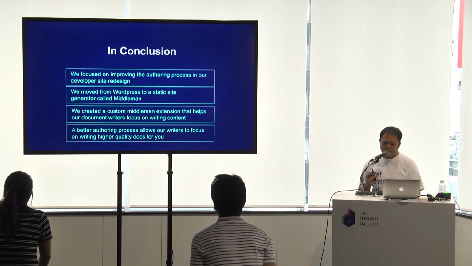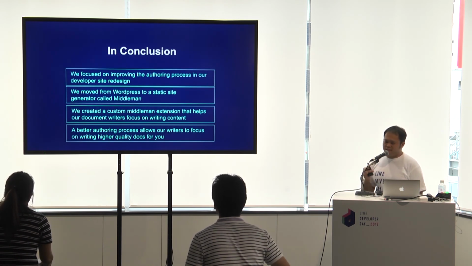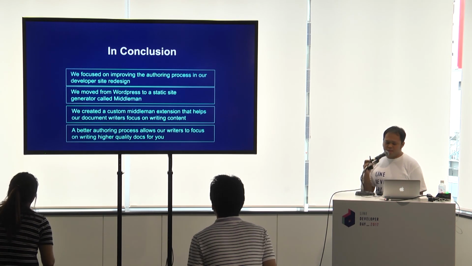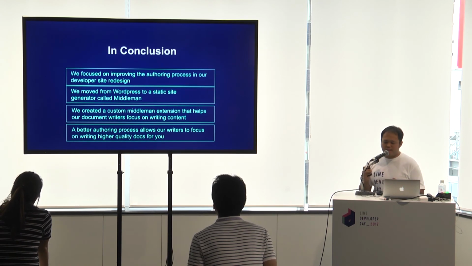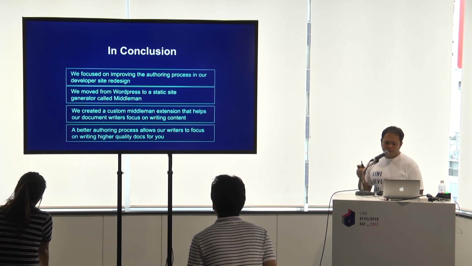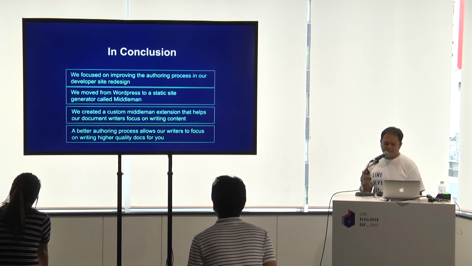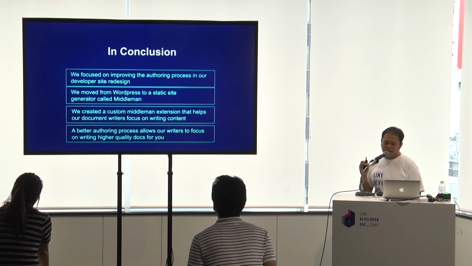So today I talked about how we focused on improving the doc writing process in our developer site redesign. We moved from WordPress to a static site generator called Middleman. We created a custom Middleman extension that helps our document writers focus on writing docs. And we hope that improving the authoring process helps us create higher quality docs for you, our developers.